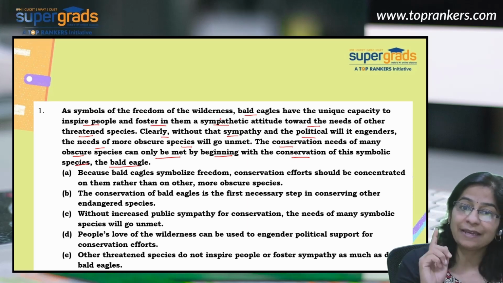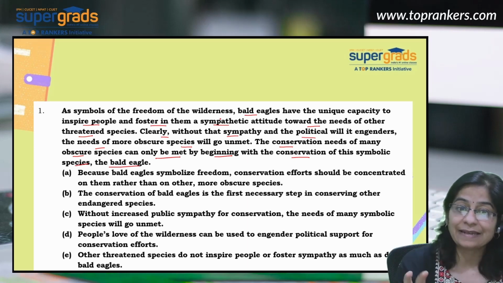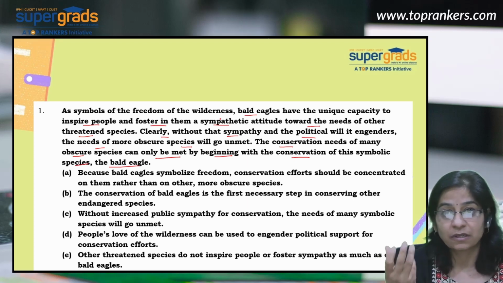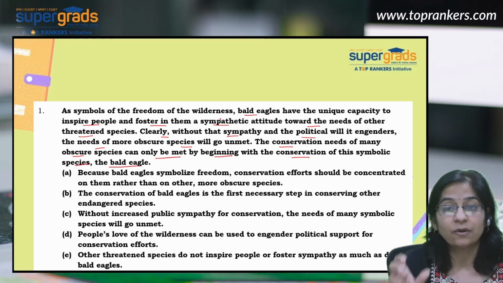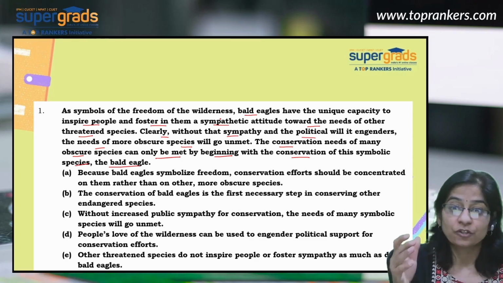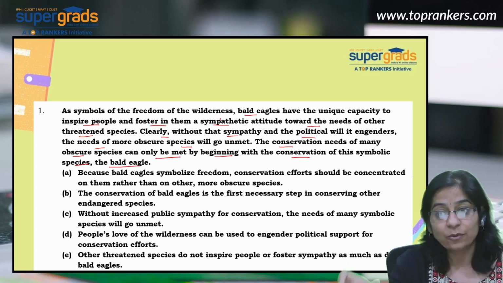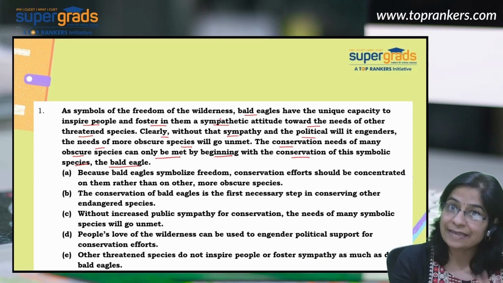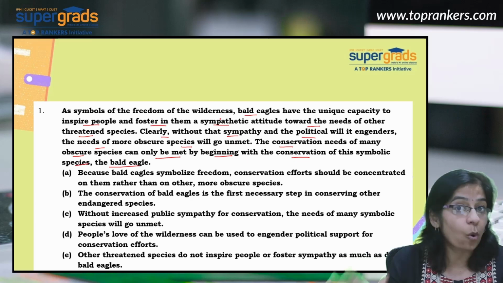Number one, he talked about the bald eagle, which is the symbol of freedom of the wilderness. Then he said that it can inspire a sympathetic attitude in people. Then he said that without this, the other obscure species might perish. So, beginning with the conservation of this endangered species, let's try to conserve the other species as well. All in all, he said, save the bald eagle, and then think of the other species also.